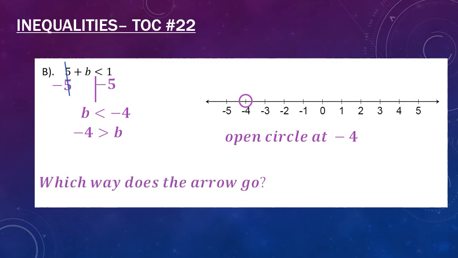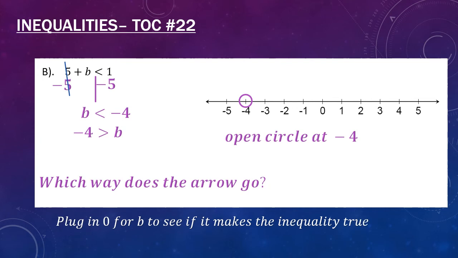Which way does the arrow go? Plug in 0 for b. Does it make it true? Is 0 less than -4? No, it's not. So I'm not going to include 0 in my arrow. It's going to go the opposite way. So I know which way my arrow goes. It does not include 0, it goes the other way. So that's how you know which way your arrow goes. So that's how easy solving and graphing inequalities is.